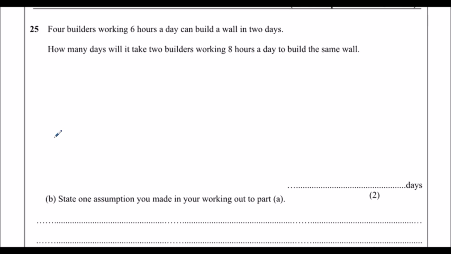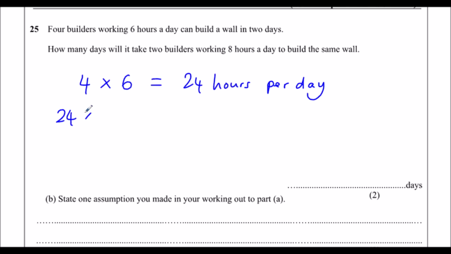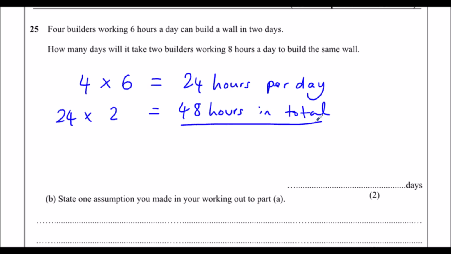Question 25. 4 builders working 6 hours a day can build a wall in 2 days. So 4 builders working 6 hours a day, so that's 24 hours per day, and 2 days, so 24 times 2, 48 hours in total. So it takes 48 hours in total to build this wall.